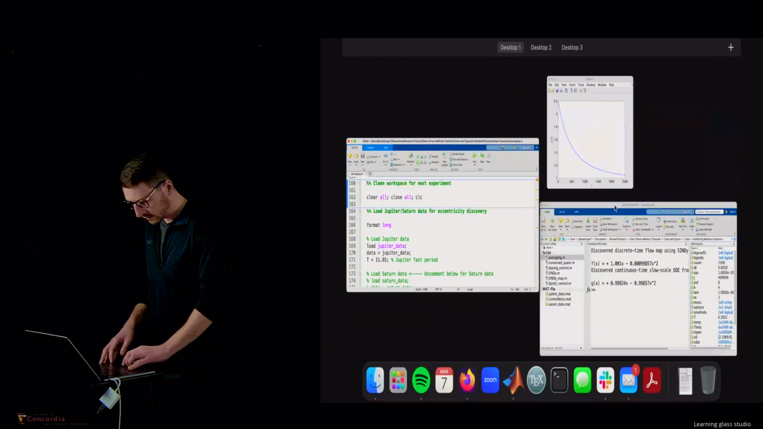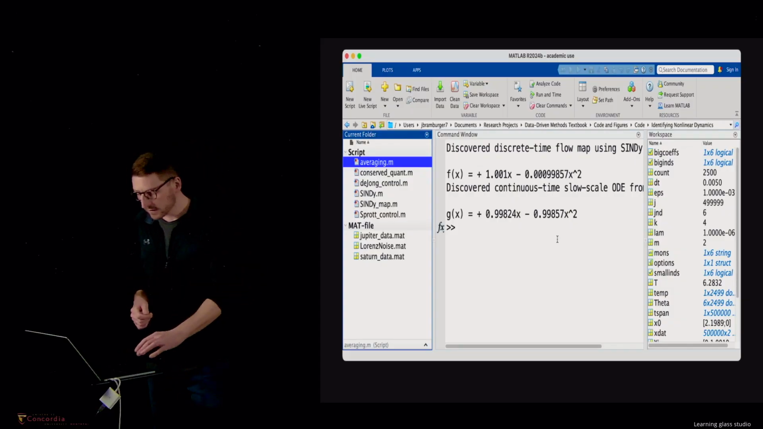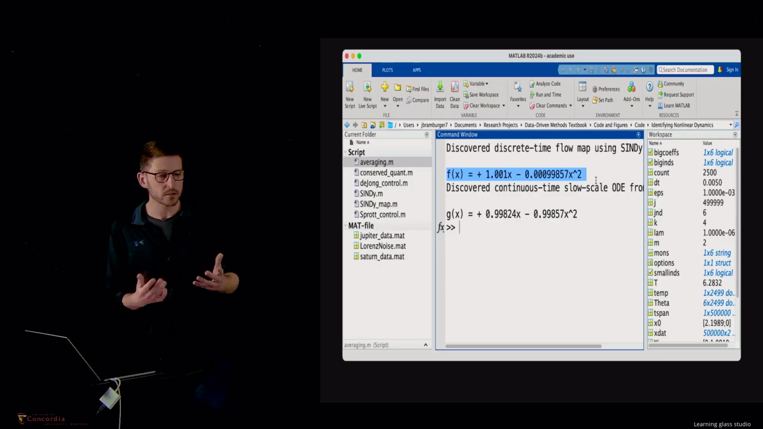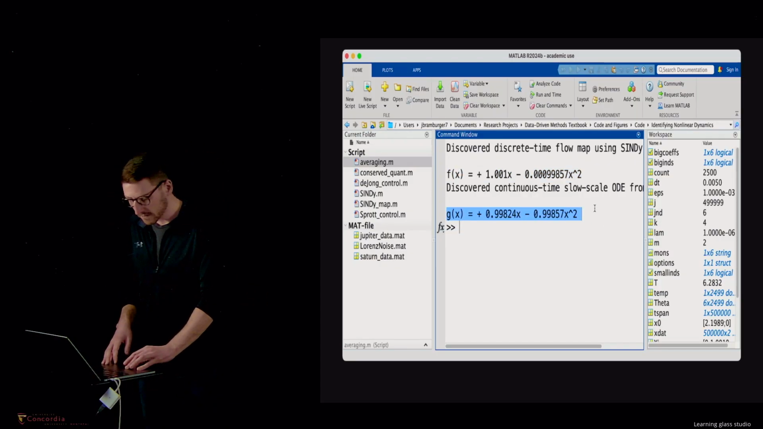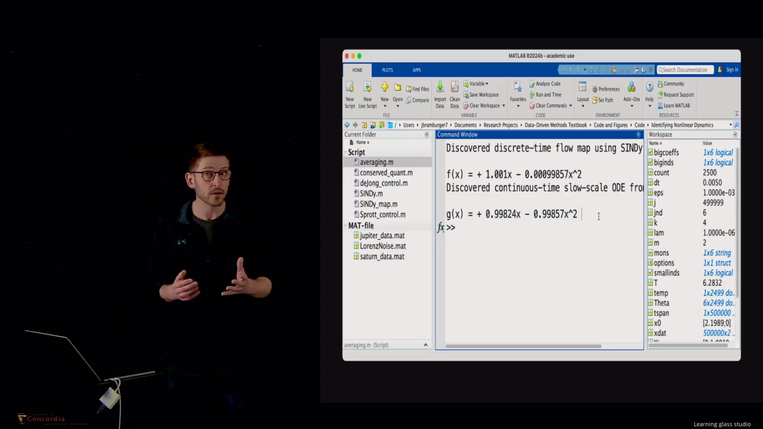And let's take a look. Here's our results, okay? So first of all, here's our SINDy mapping. Now it doesn't mean a whole lot to us if we just look at it like that. But if we rearrange to get the slow timescale dynamics, take a look at what we have here, okay?